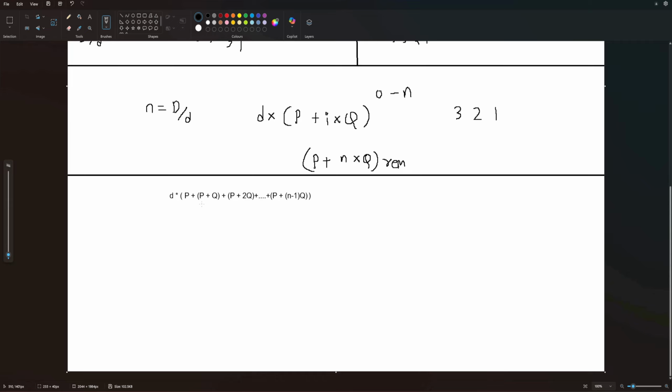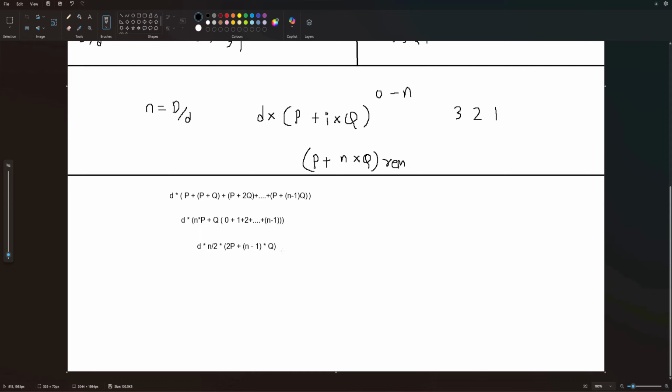So this is our expression. You can see that P is fixed and we have a growing multiple of Q from 0 to n minus 1. So we can break it down to d times n multiplied by P plus Q multiplied by the sum of integers from 0 to n minus 1. Now we know the formula for the sum of the first n minus 1 natural numbers, that is n into n minus 1 divided by 2. And if you simplify this, we will get d multiplied by n by 2 multiplied by 2P plus n minus 1 multiplied by Q.